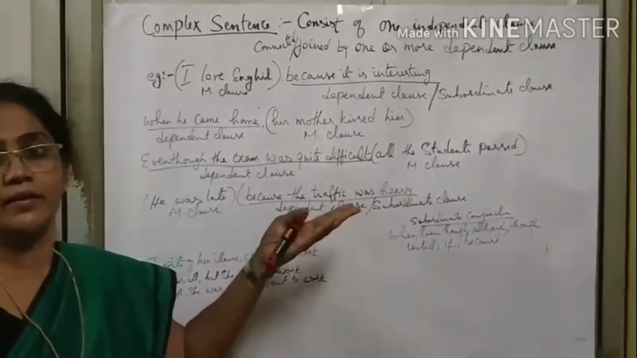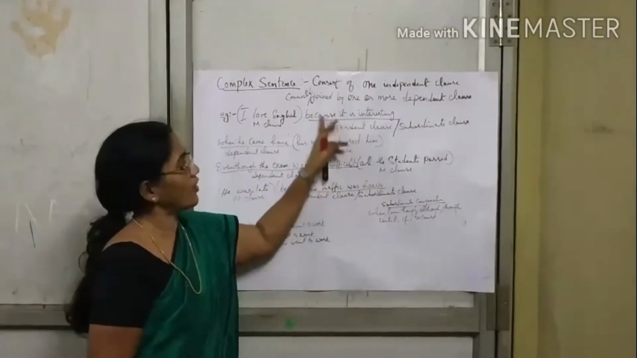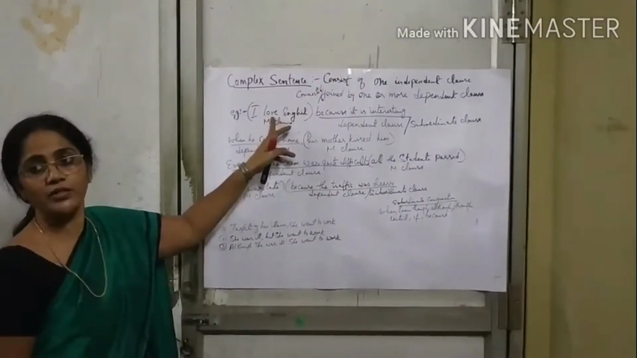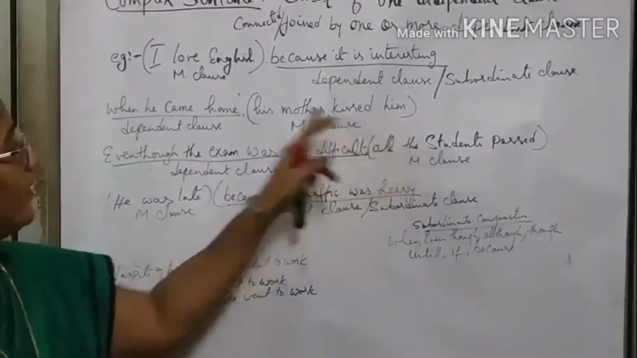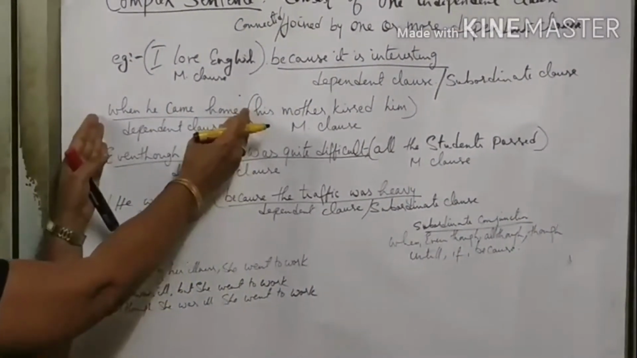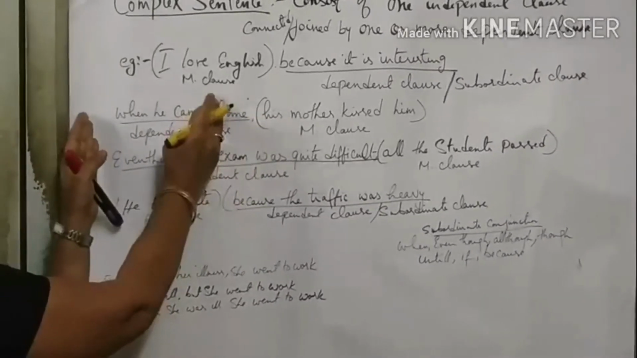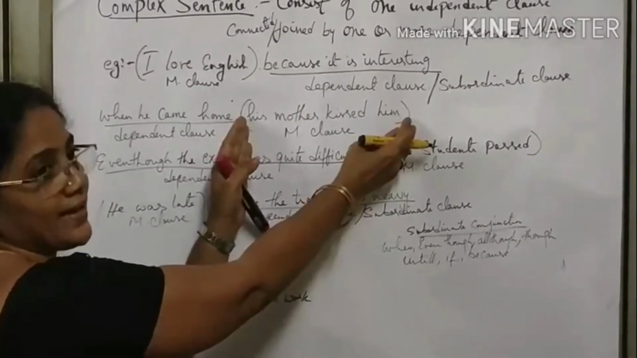What is interesting? I love English because it is interesting. So this dependent clause or subordinate clause is dependent on the main clause. Have you understood? When he came home, his mother kissed him. When he came home, does it make a proper sense? No. So it is a subordinate, dependent clause. It is dependent on the main clause. His mother kissed him. So this makes a complete sense.